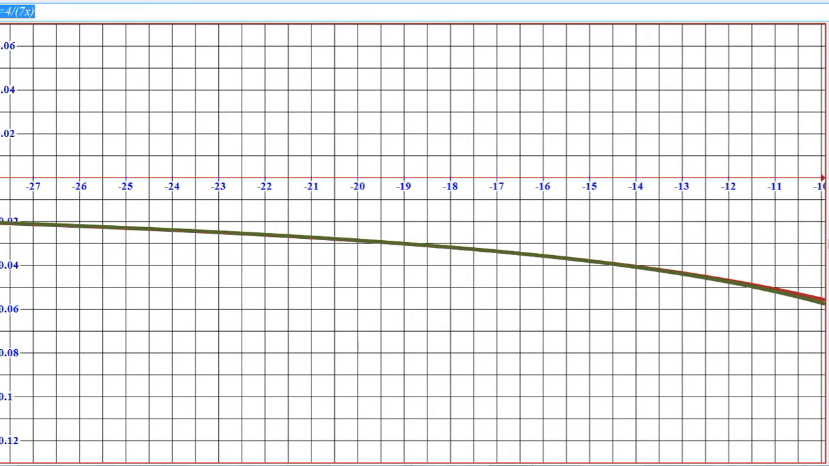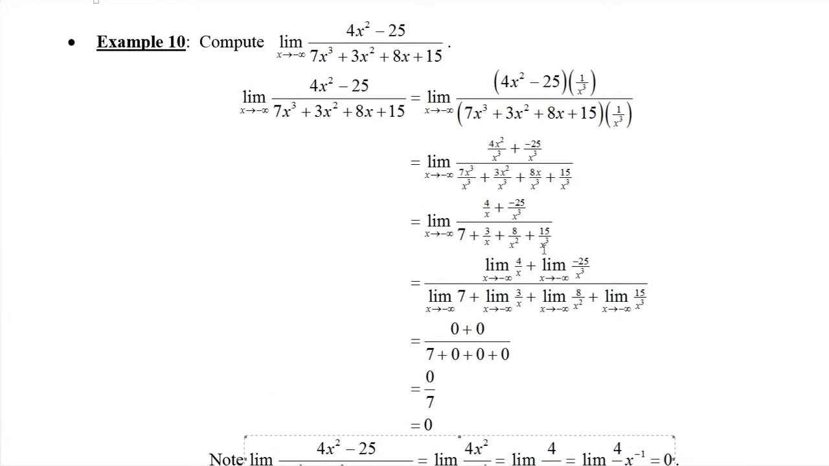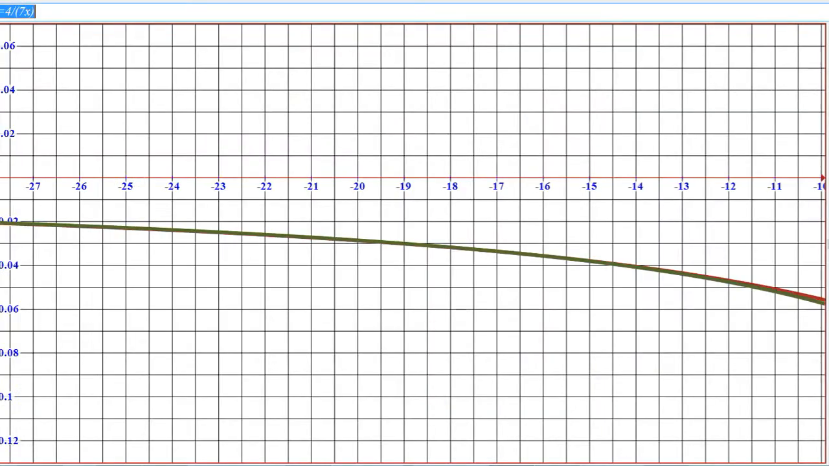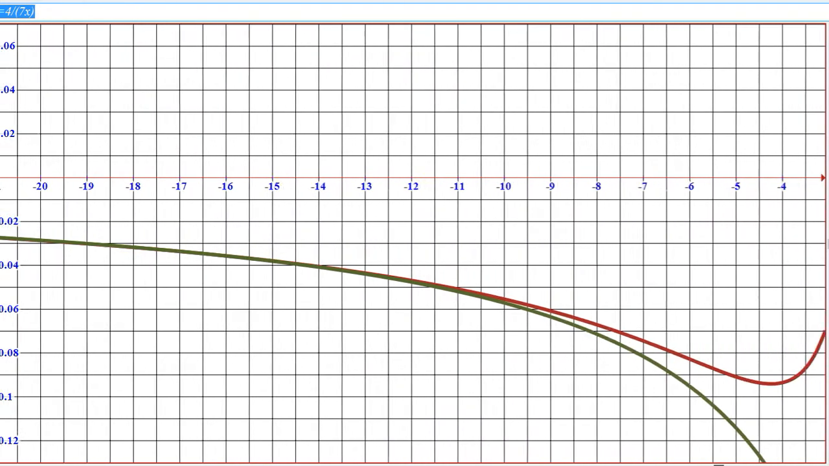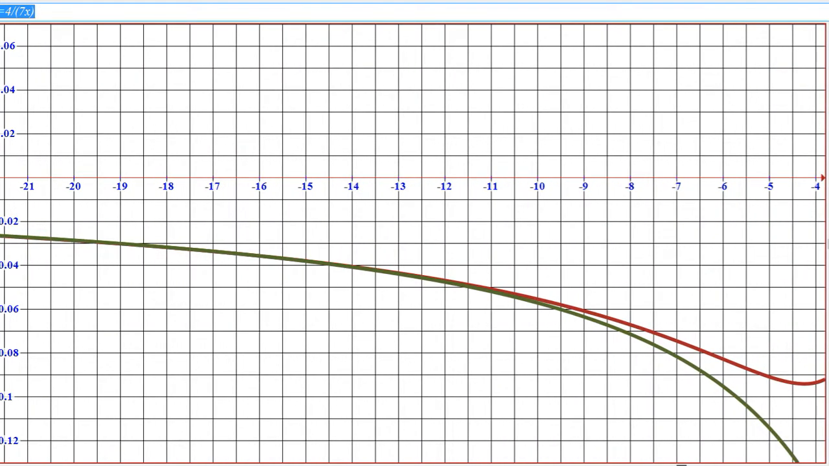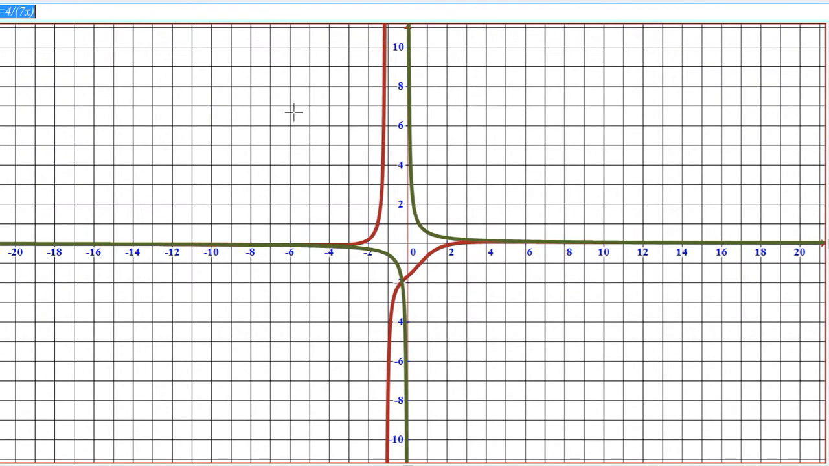Okay? And of course, the reason for that is that all of these terms, when you write it in this form, all of this stuff right here is going to 0. I'm doing it pretty quickly. Okay? Let's also take this and look at some other parts of the graph. Okay, let's look right in here.